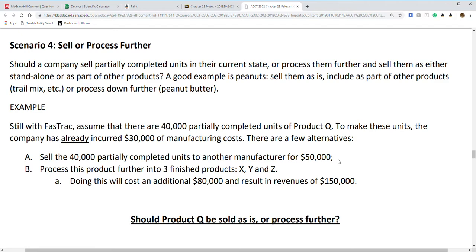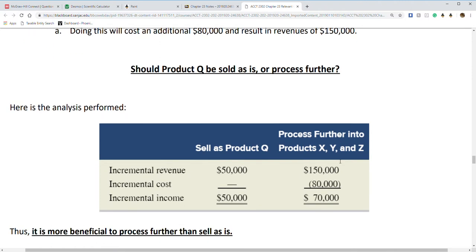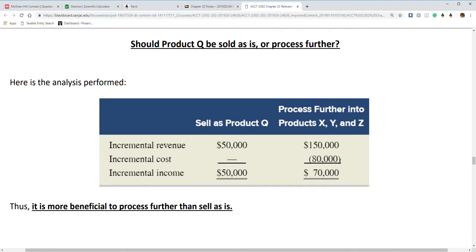So let's break it down. And here we go. It sounds so hard, but really, all we do is compare. If we sell product Q, the additional revenue we get is 50,000. But if we process further, the additional revenue we'll get is 150,000, even though we incur a cost of 80,000.